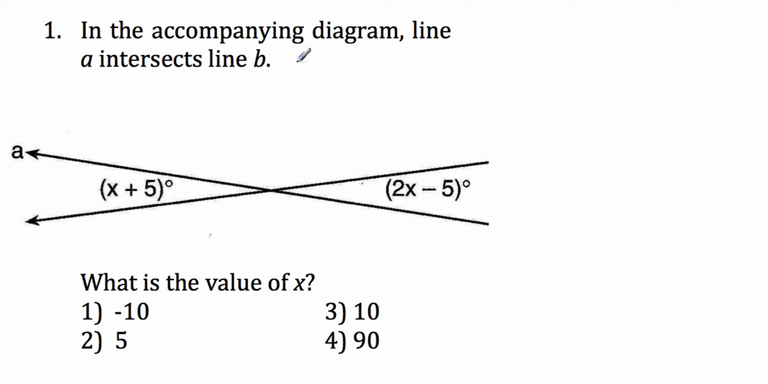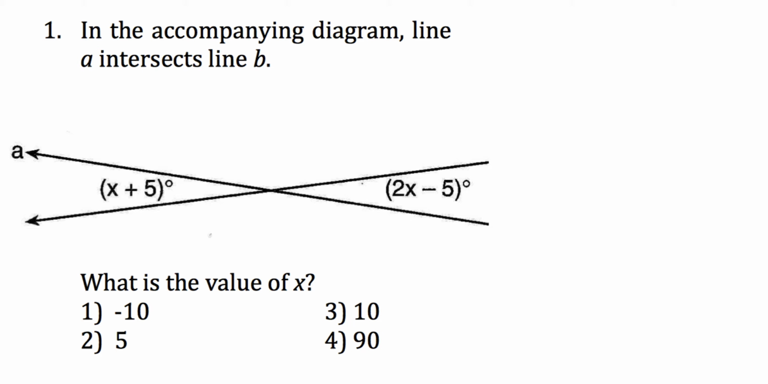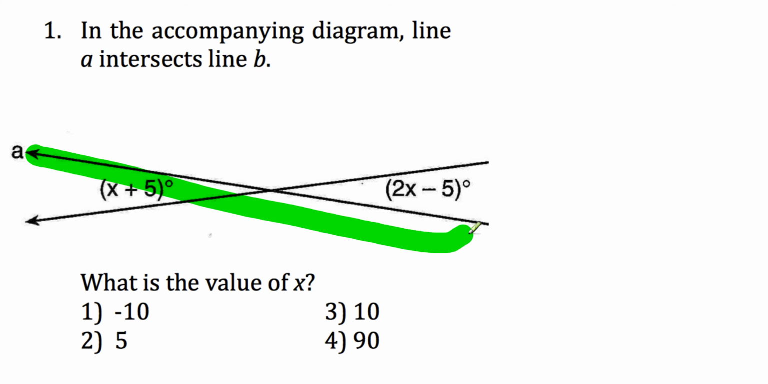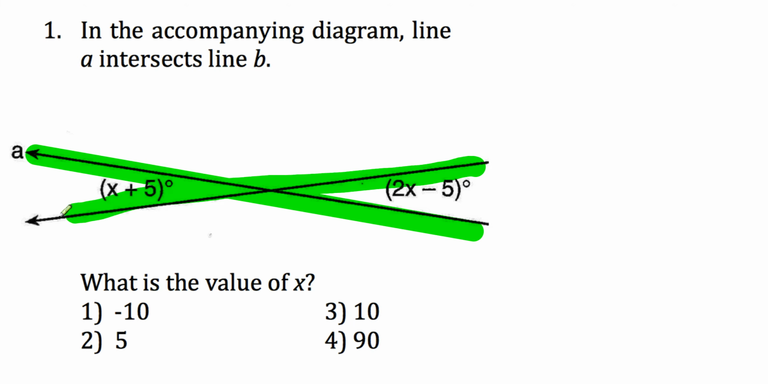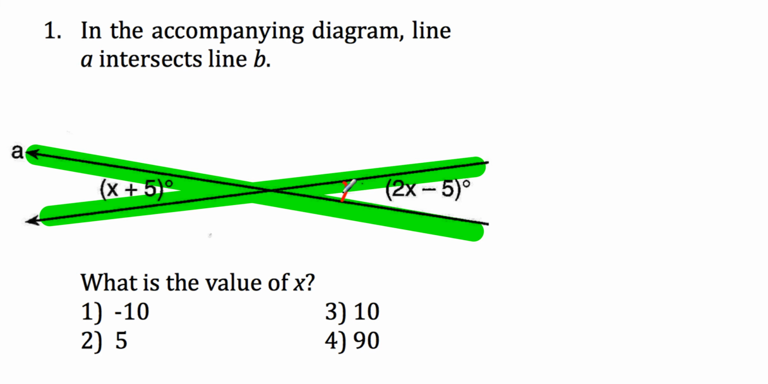So first we have, in the accompanying diagram, line A intersects line B. Okay, when two lines intersect, as you can see over here, we end up getting vertical angles. So then what we can set up is x plus 5 has to be equal to 2x minus 5. You see the vertical angles, opposite angles are congruent to each other.